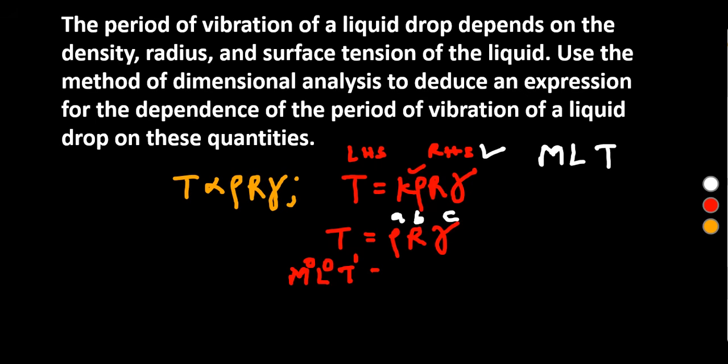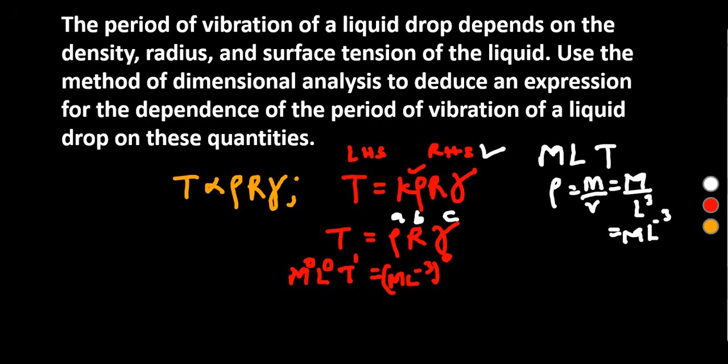So this is density. We know that density is mass upon volume, and the dimension of mass is represented with capital M. Volume is just the measurement of three lengths: length, breadth, height. So dimensionally, length is represented with L. So this will be M L to the power of minus 3. So coming here, we now have M L to the power of minus 3 raised to the power of A.